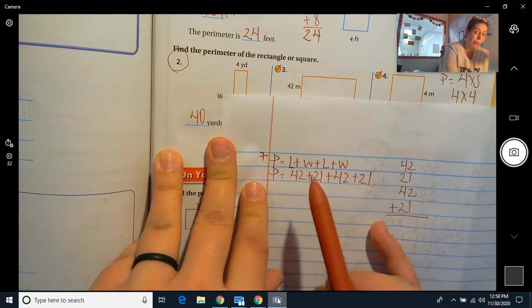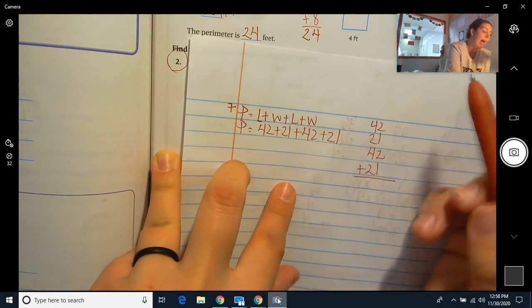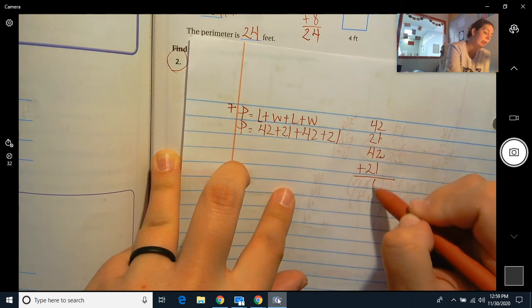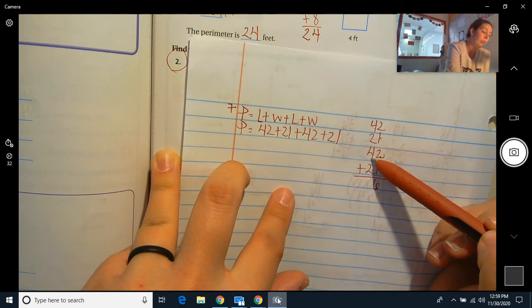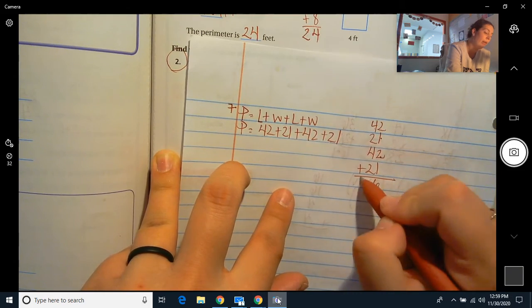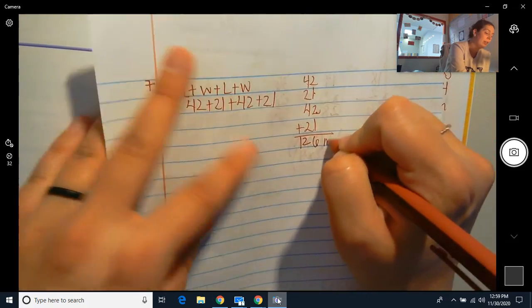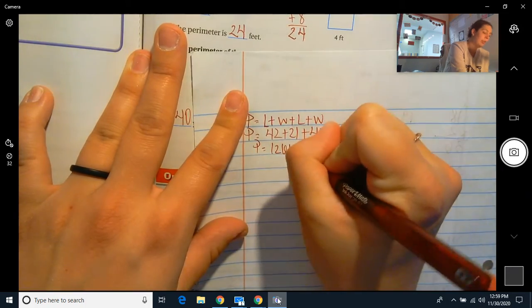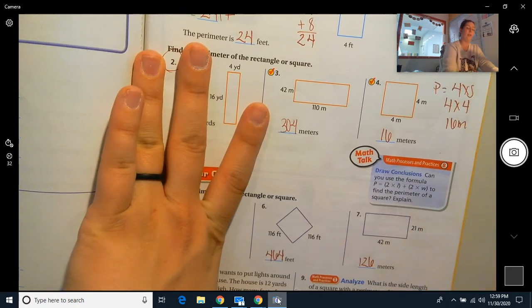This is actually the formula for that problem to do it this way, okay? So I'm going to add. I have 2 plus 1 is 3, plus 2 more is 5, plus 1 more is 6. 4 plus 2 is 6, plus 4 more is 10, plus 2 more is 12. So I should have gotten 126, and it's meters, so 126 meters. Perimeter equals 126 meters. Okay, so I'm going to write that also right there in my math book.